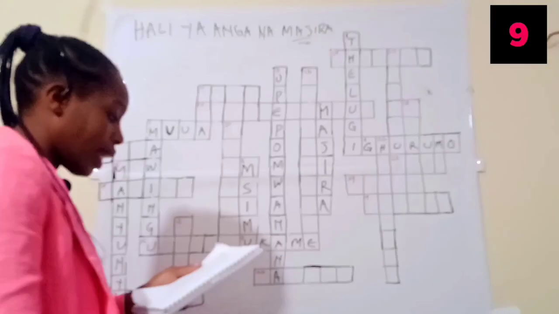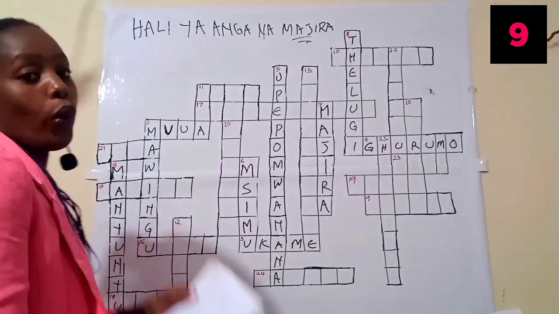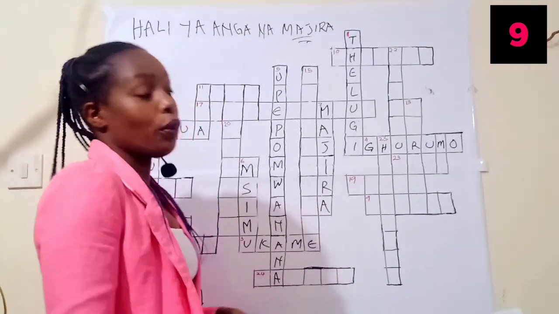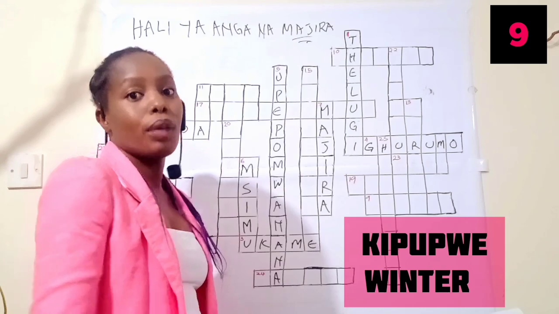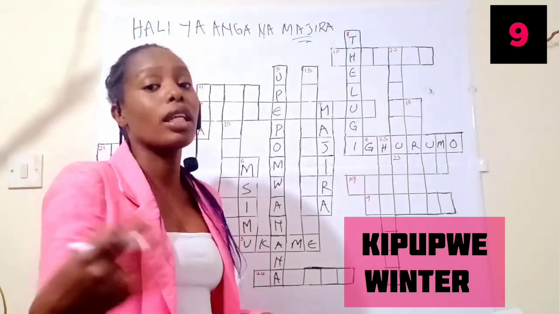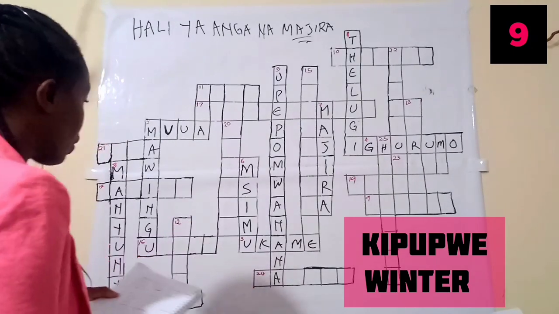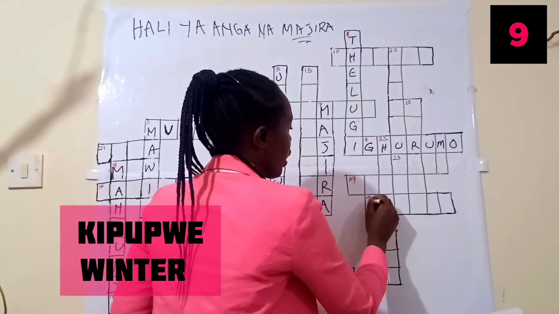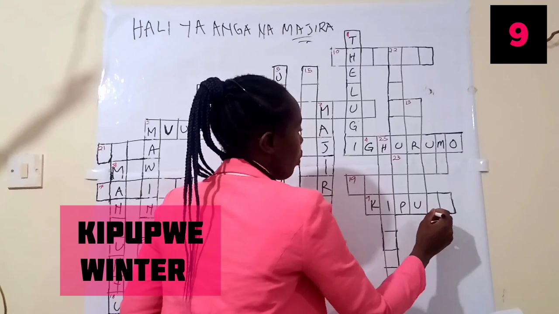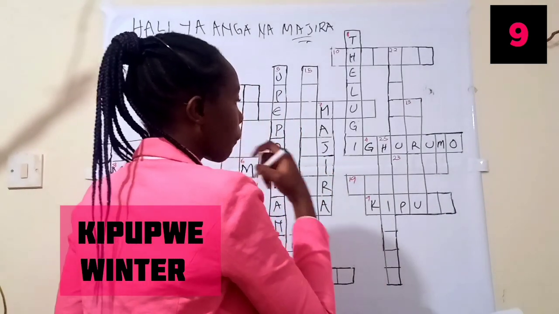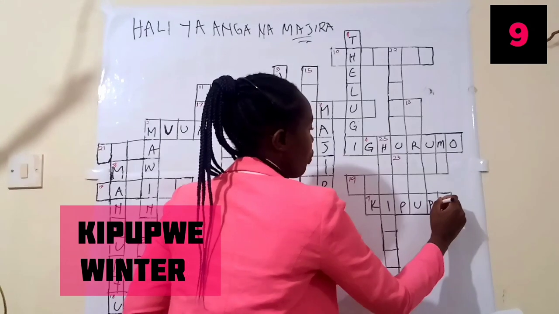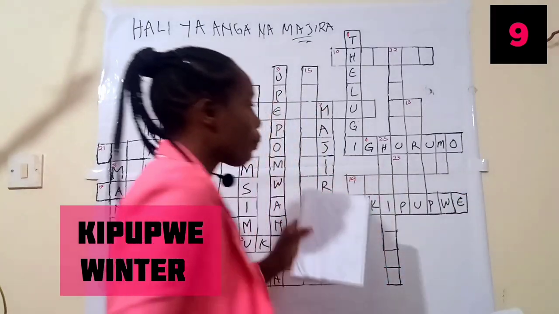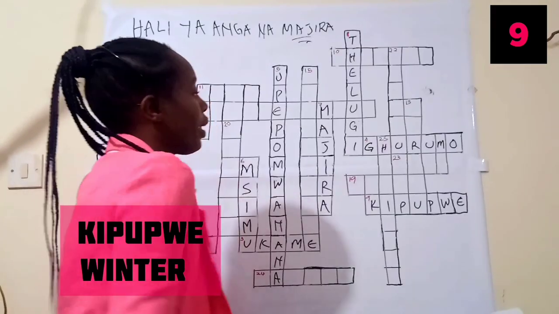Number nine is winter. What is winter in Swahili? Winter in Swahili is kipupwe. The season is kipupwe. Let's look for number nine. Here. Sorry, we have to add one here. Kipupwe is winter.